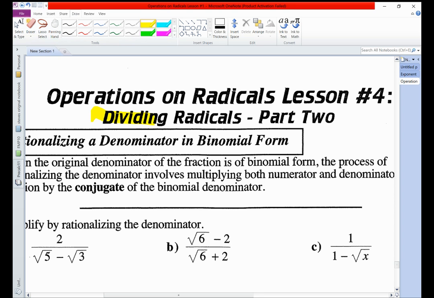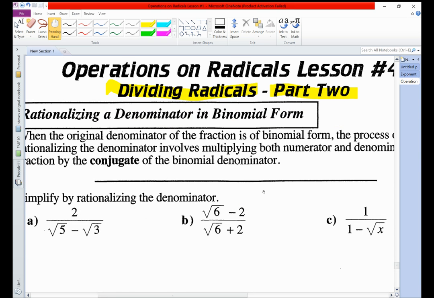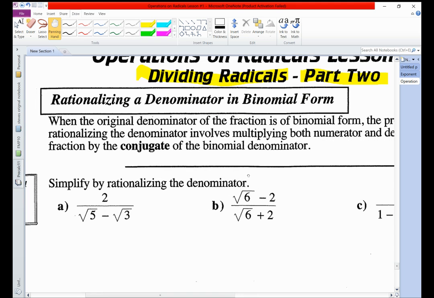So today we are going to continue dividing radicals, but in this part we are going to look at more complicated examples, but it's totally doable. So let's jump in. Today we are rationalizing a denominator, but in binomial form. In lesson 3, we looked at rationalizing a denominator that had only one term in the bottom. Now we're going to look at rationalizing the denominator when it's got two terms in the bottom.